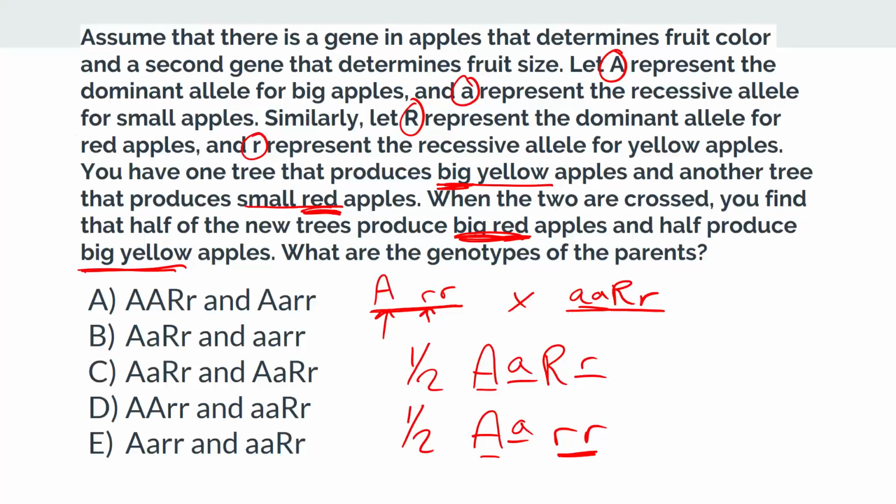What letter am I missing? Big A. How do you know it's a big A? There's no small a, small a offspring. We didn't get any little a, little a. There would have been at least one, right? We didn't see any of that. So big A, little r, little a, big R, little r.